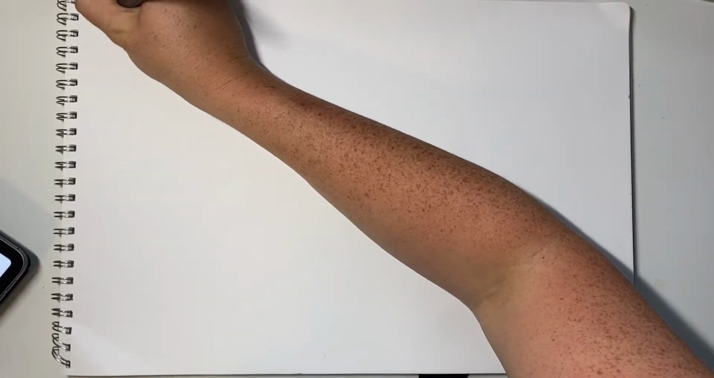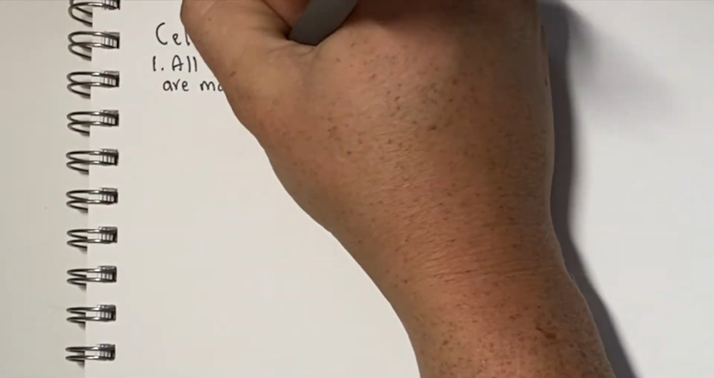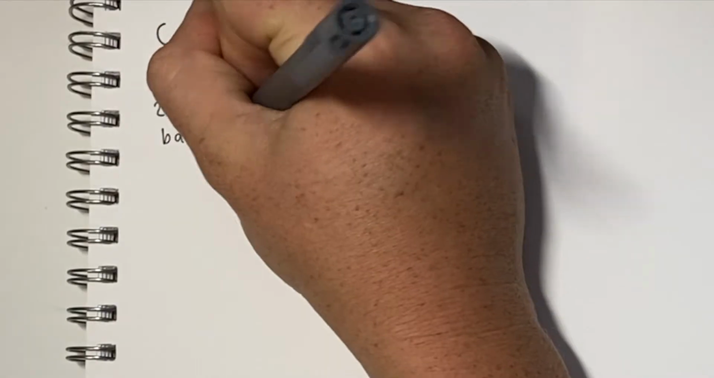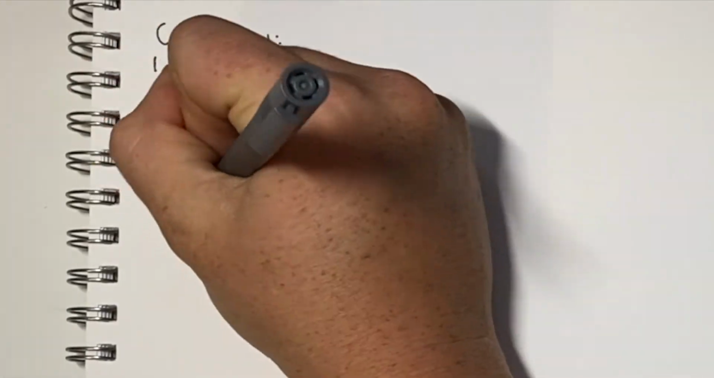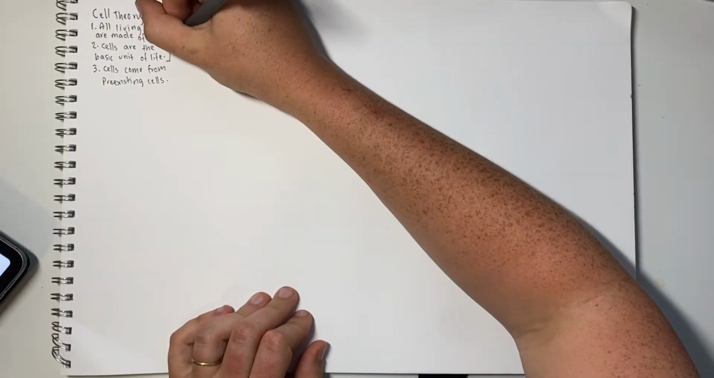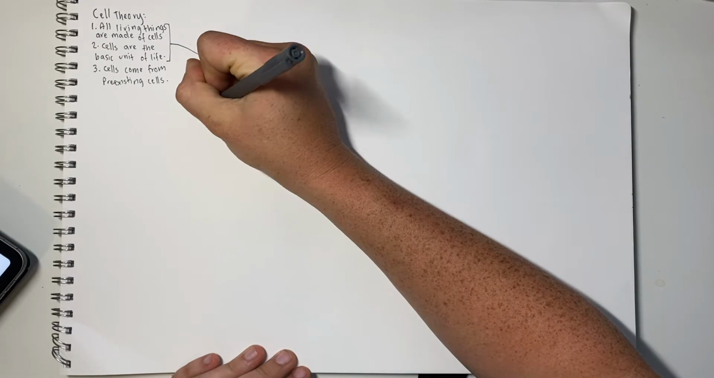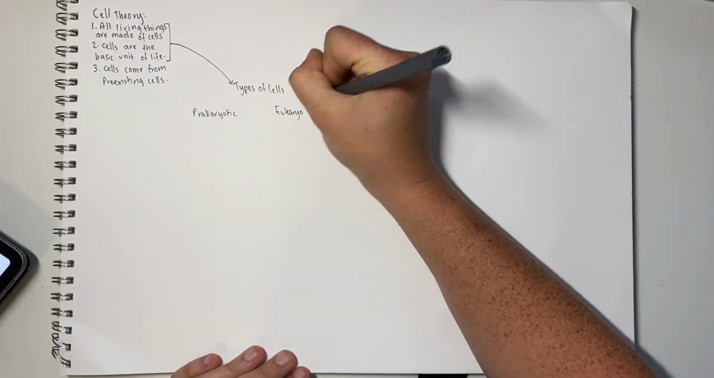We're starting off by looking at the cell theory. Recall that cell theory states that all living things are made of cells, cells are the basic units of life, and cells come from pre-existing cells. So let's explore first the two types of cells. They fall into two main categories, prokaryotic and eukaryotic.